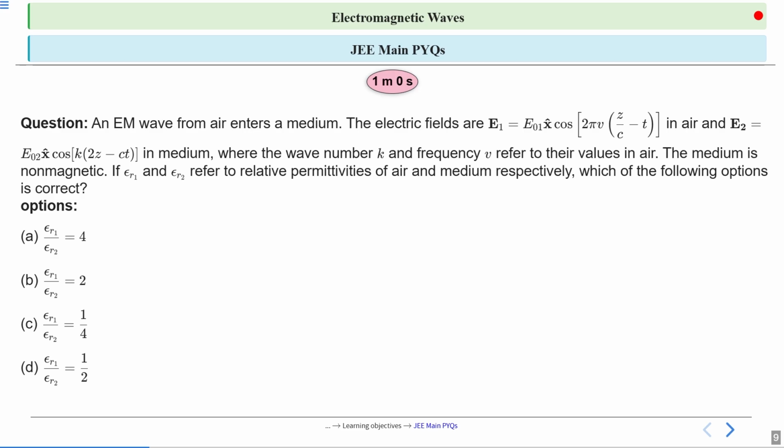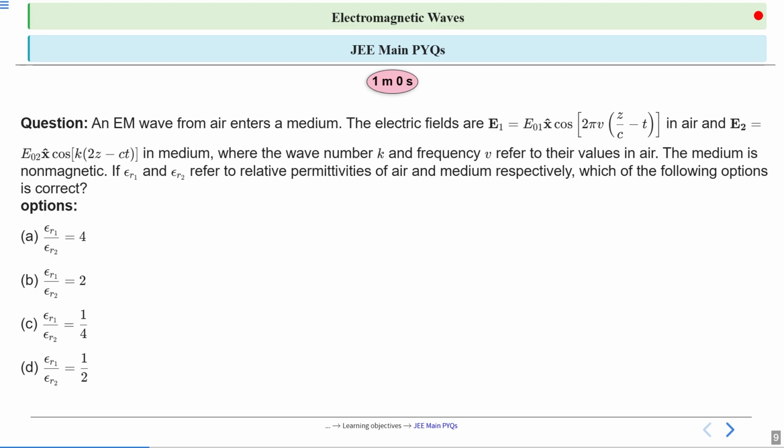So E1 is the electric field in air, and E2 is equal to E naught 2 x cap cos k 2z minus ct. So this is the second equation, that is the equation of electric field. That is the form of electric field in some medium, where the wave number k and frequency nu refer to their values in air. So k is the wave number in air, and frequency nu is the frequency of electromagnetic wave in air.